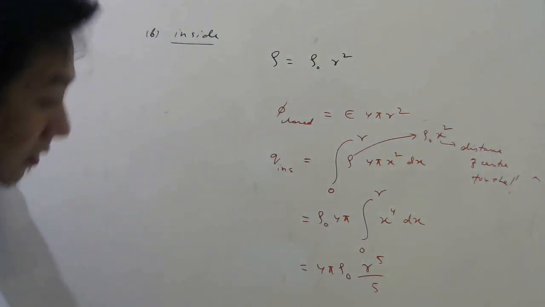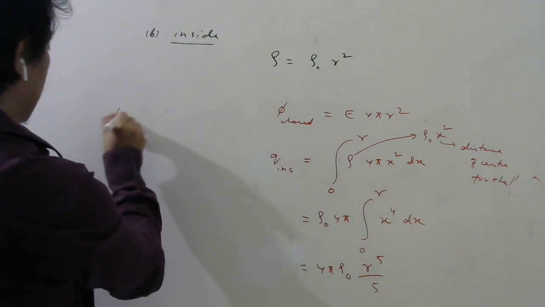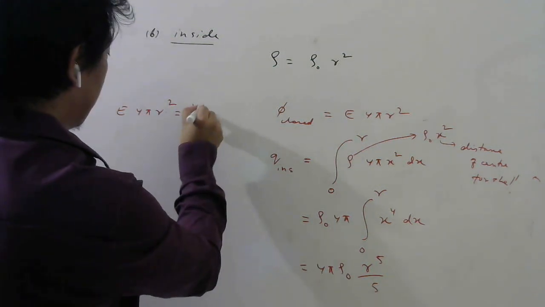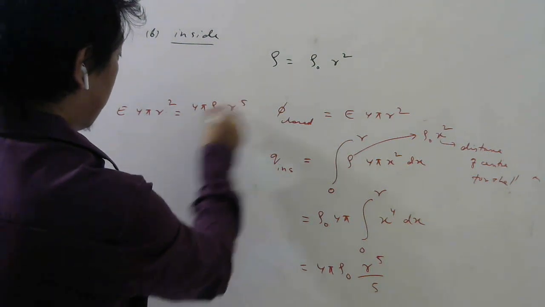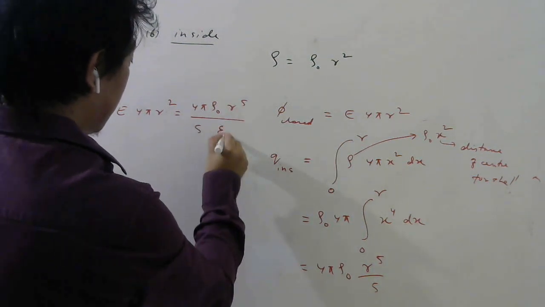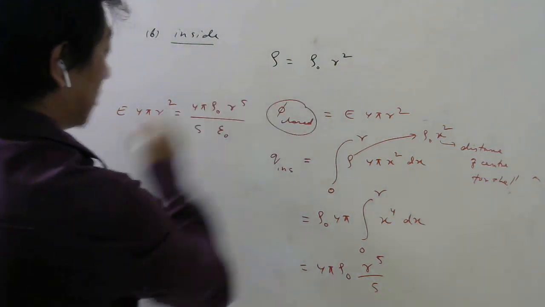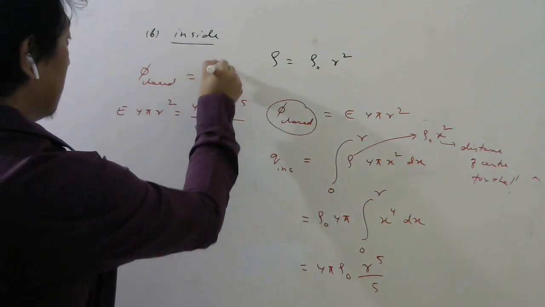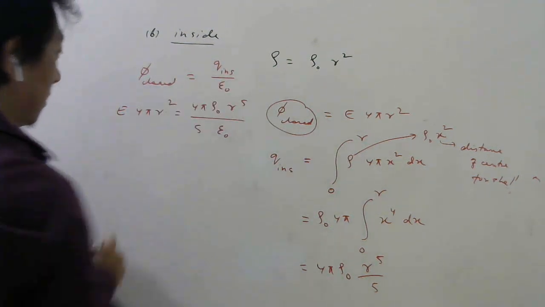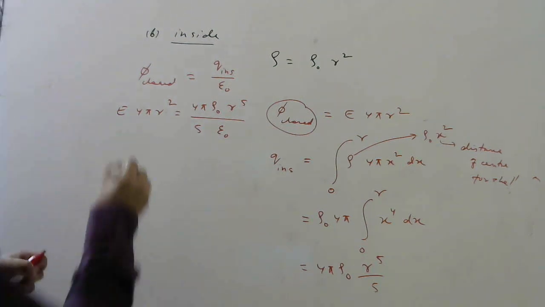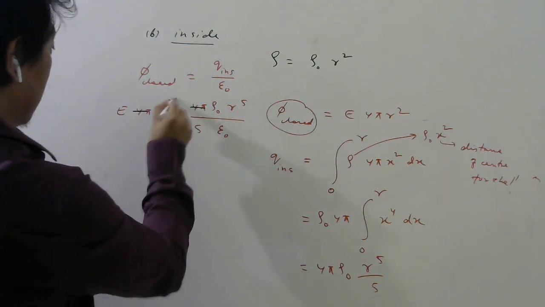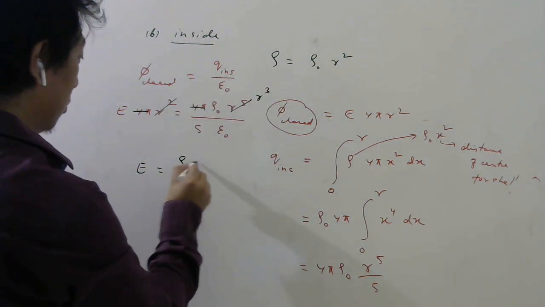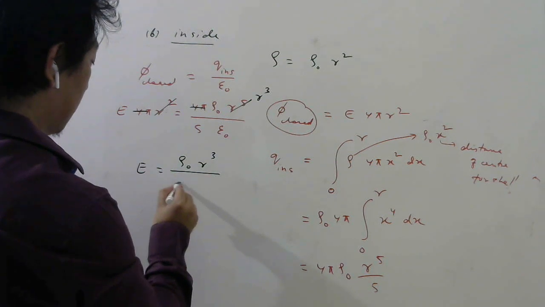So Gauss law says electric flux through the closed surface, E into 4 pi r square, should be equal to charge inside, 4 pi rho naught r power 5 by 5, divided by epsilon naught, right? So this is the net flux through the surface. That should be charge inside divided by epsilon naught, right students? So what will cancel? You see 4 pi will cancel, r square will cancel from r power 5, r cube you will get. So E will be rho naught r cube by 5 epsilon naught.